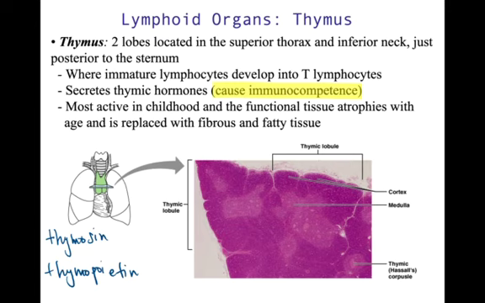Think of kind of like Beauty and the Beast, where the Beast brings Belle to the library, and it's a humongous library. Well, think of a newborn as having a humongous library with no books. So what has to happen? Well, you got to start filling those shelves with books. You got to start filling those shelves with memory T cells.